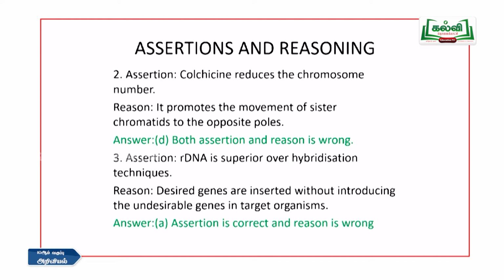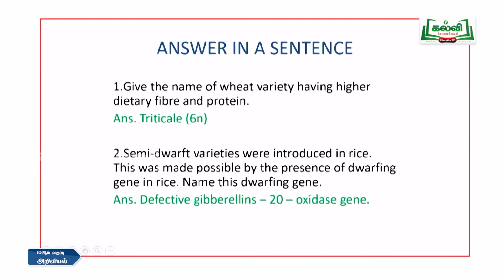Question number 3. Assertion: rDNA is superior over hybridisation techniques. Reason: Desired genes are inserted without introducing the undesirable genes in target organisms. Which one is the answer? You choose that. Answer is A. Assertion is correct and reason is wrong. So, you complete the assertion and reason. Now, you read the answers in a short sentence.